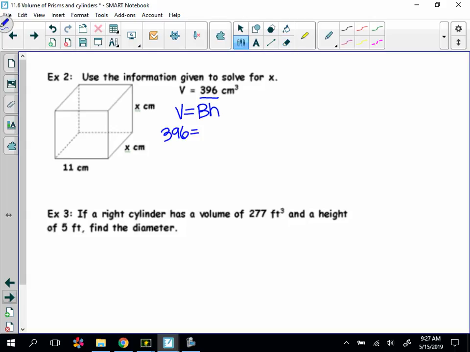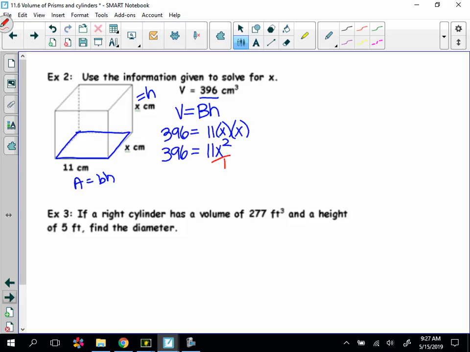Okay, area of base. So this is some kind of rectangular base. So the area of the rectangle would just be the base times height, or length times width. So that's going to be 11 times x. And then the distance between the top and bottom, the bases, is another x. And then now I just solve for x. So I've got 396 equals 11x squared.